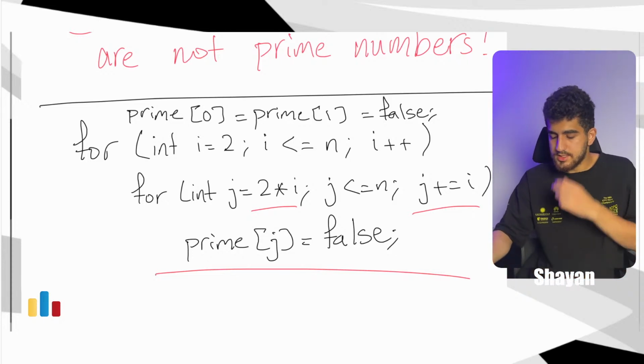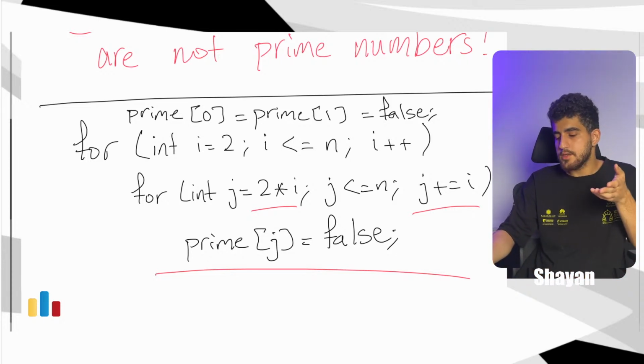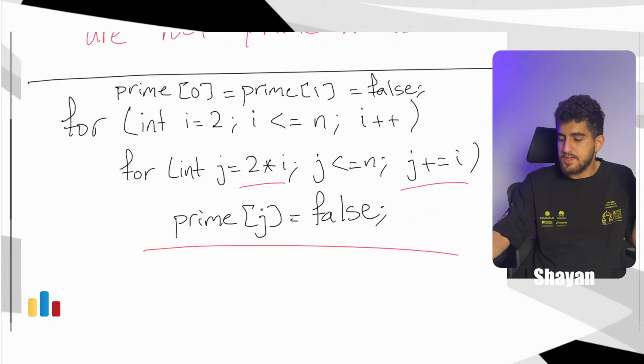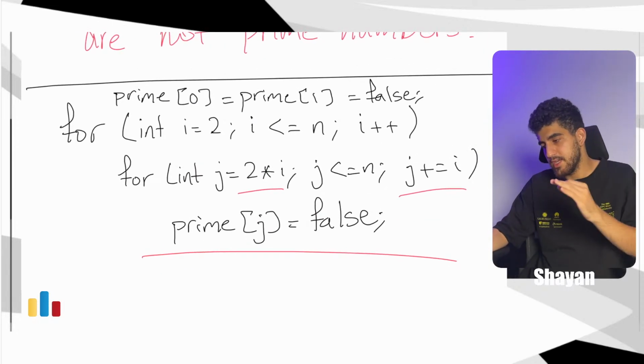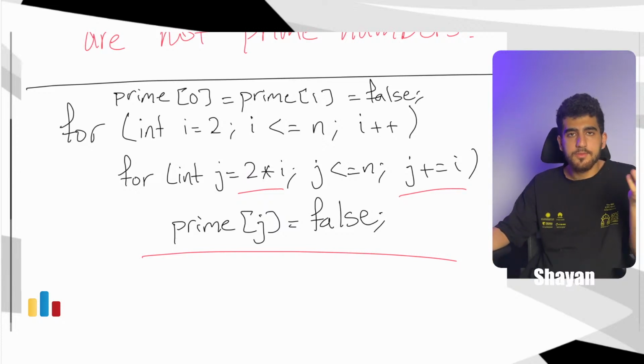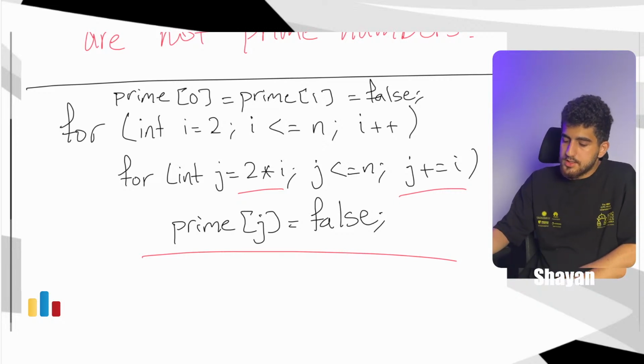If I do this, first of all, I'm going to show that this is a correct algorithm. At the end, for each number, if prime of I is equal to true, that number is a prime number. If it is equal to false, that number is not a prime number. So how can we show that?